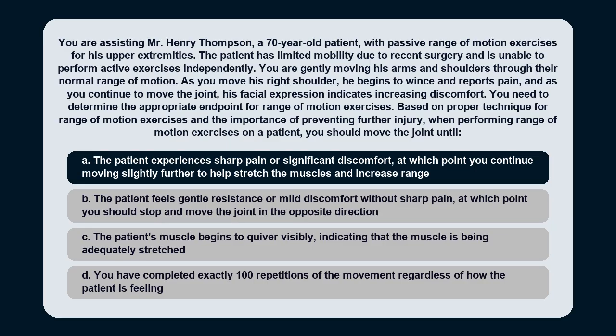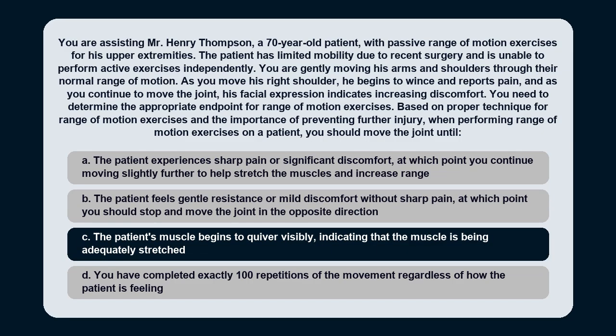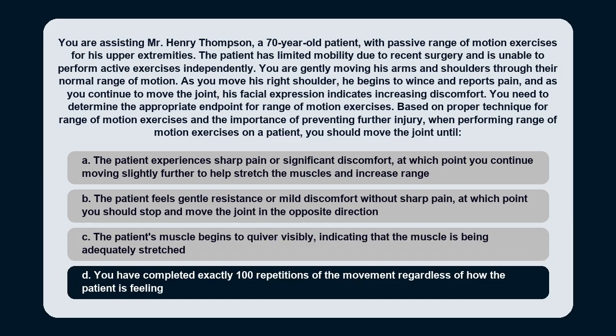The patient experiences sharp pain or significant discomfort, at which point you continue moving slightly further to help stretch the muscles and increase range. Option B. The patient feels gentle resistance or mild discomfort without sharp pain, at which point you should stop and move the joint in the opposite direction. Option C. The patient's muscle begins to quiver visibly, indicating that the muscle is being adequately stretched. Option D. You have completed exactly 100 repetitions of the movement regardless of how the patient is feeling.